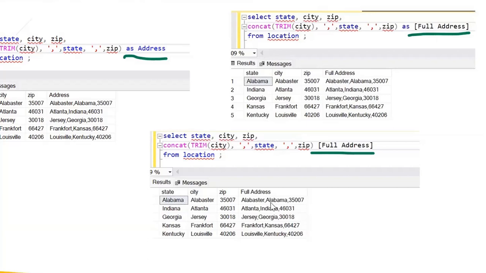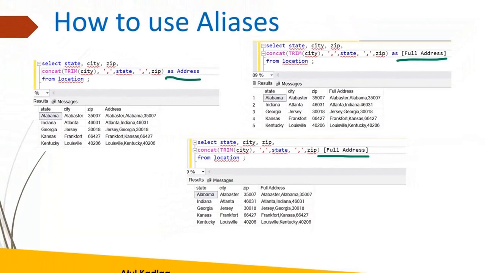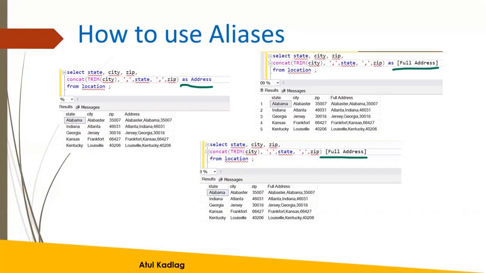So that is the use of aliases, and this is very useful when we are using many calculated fields and need meaningful column names, so that it will be helpful for us or the businesses to identify the data properly.